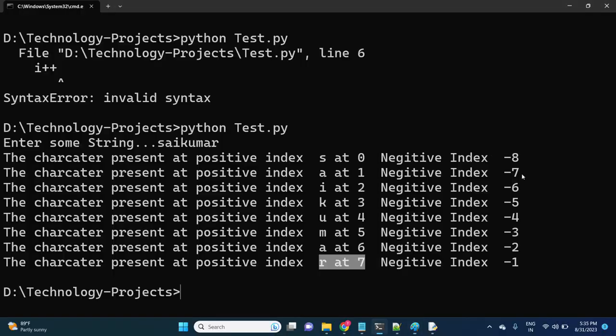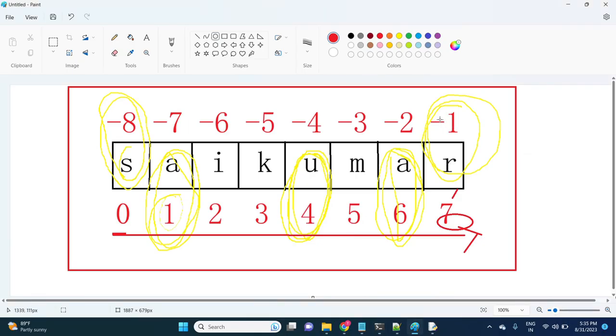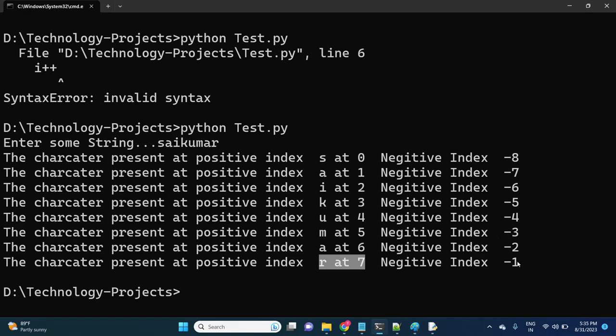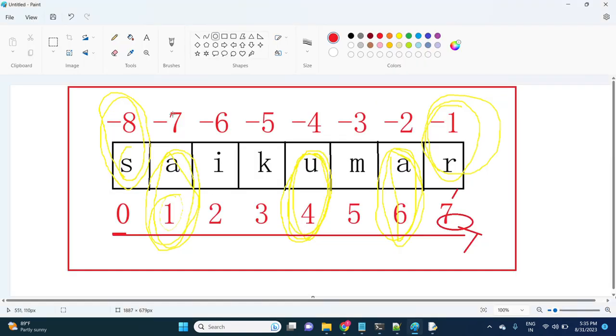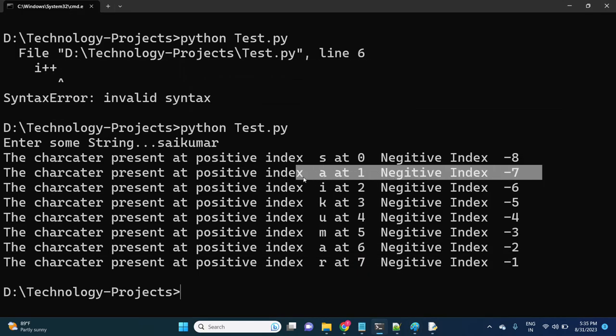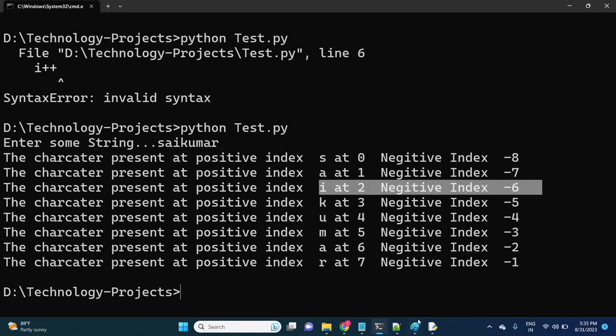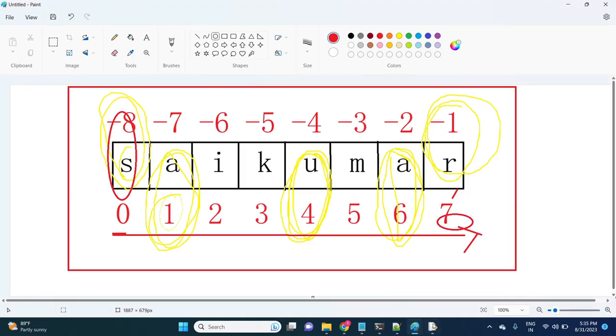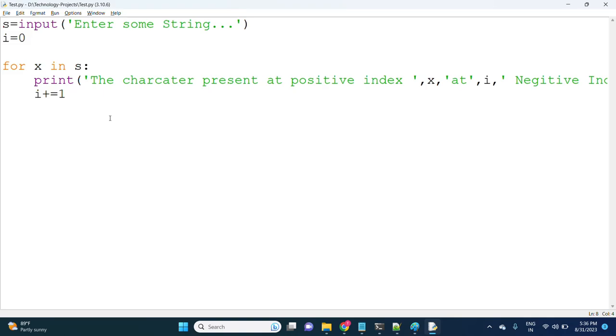With respect to minus 1, minus 1 is at R. Minus 8 is at S. So this is the way I want to display. The same diagram I am printing by using this program.